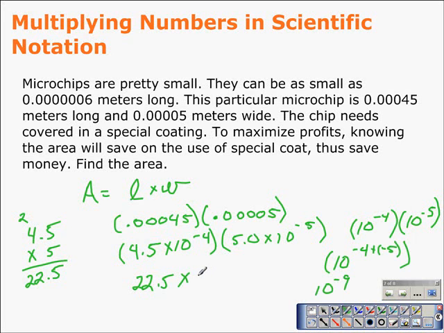Now, this number is not in scientific notation because 22.5 is not a number greater than or equal to 1 and less than 10. So to put it into scientific notation, we move the decimal one time to the left, 2.25, and that will become times 10 to the negative 8.